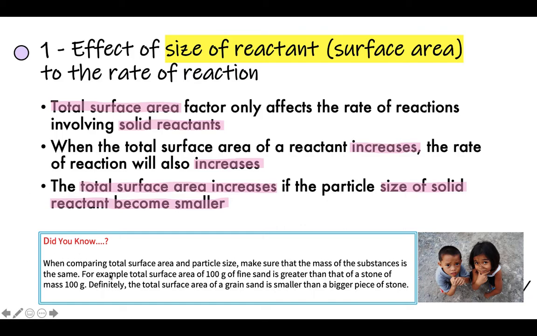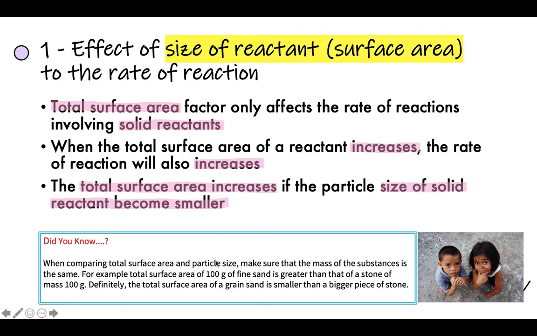Okay, so this one, when comparing between two substances, yang kita nak comparekan in terms of the total surface area and size dia, make sure the mass of the substance is the same. Contohnya, if you have fine sand, nak compare with a stone, make sure the mass of the fine sand 100 gram sama dengan mass of the stone also used 100 gram. Barulah kita boleh compare. So which substance, is it fine sand or stone, yang lagi have a smaller size? Of course lah yang fine sand ni yang smaller size kan. Okay, compared dengan stone is bigger size lagi.